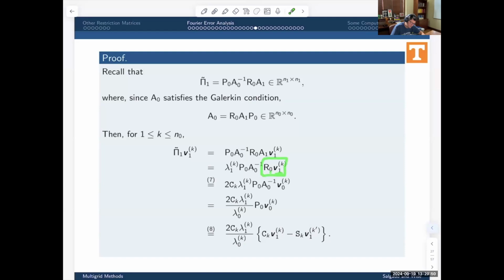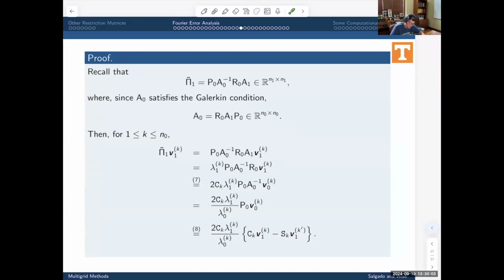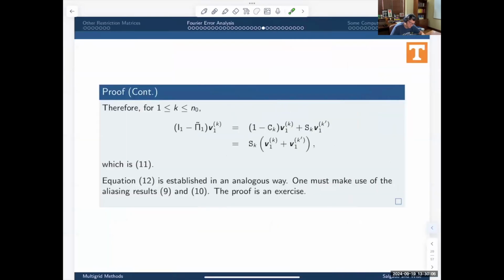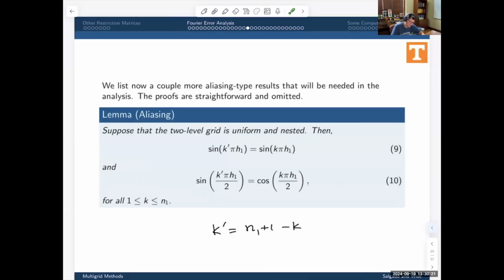If it's high frequency, then I don't get the prefactor of 2CK. I get minus 2 SK. This CK becomes sine squared K. So that's the difference. So you have to use that fact, and then you have to use the aliasing results that we introduced as a technical lemma before this theorem. And so that's equations 9 and 10.